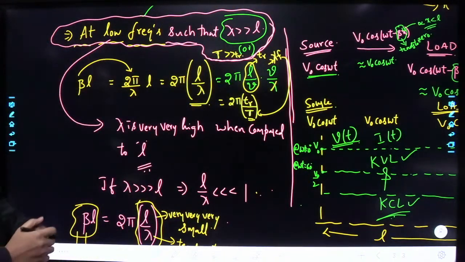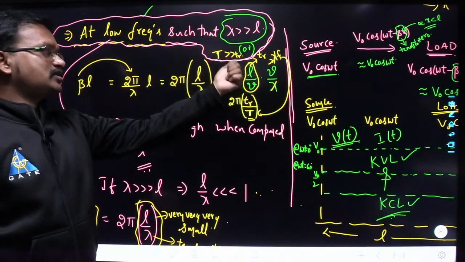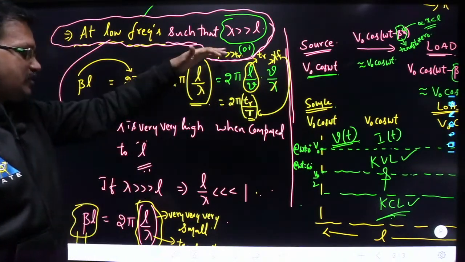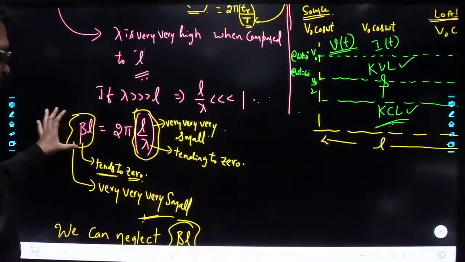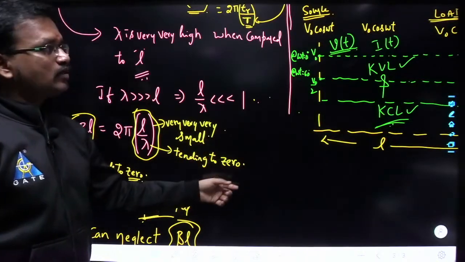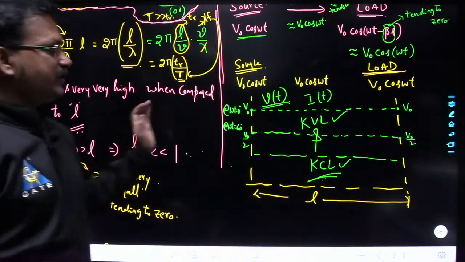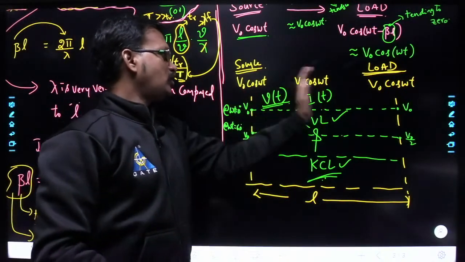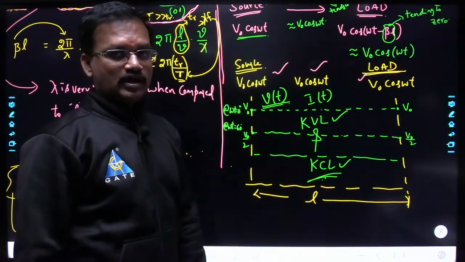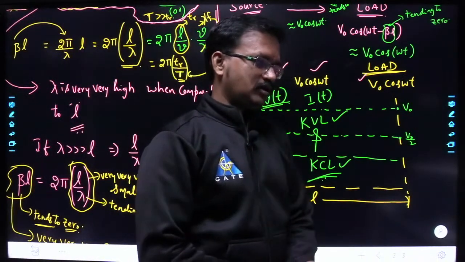Understood? At low frequencies such that lambda is far greater than L, or we can say the time period of the signal is far greater than TR, in this situation this beta L, that is the change in phase over the length L, can be neglected. Once you neglect this phase shift beta L, then at each and every location you are going to have the same value of the voltage at any instant of time. Understood? I hope it is crystal clear.